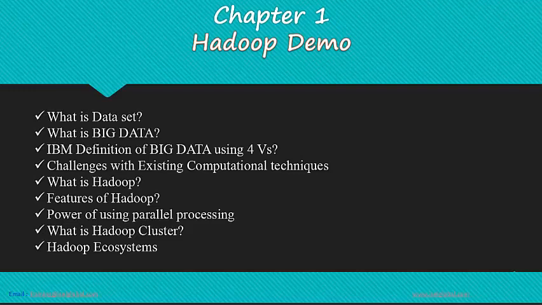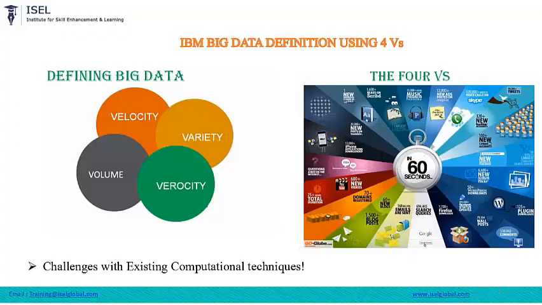These existing computational techniques are straining to process the data beyond the storage capacity, beyond the processing capacity. That's because the data is getting into the warehouse, and that is the reason they are not able to create the report on time. Okay, so what is the definition of big data using some of the V's from IBM's side? That's what we are going to see in our next slide.